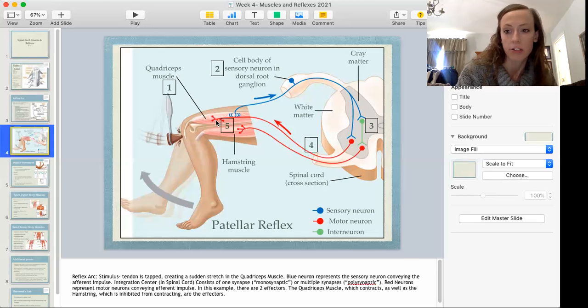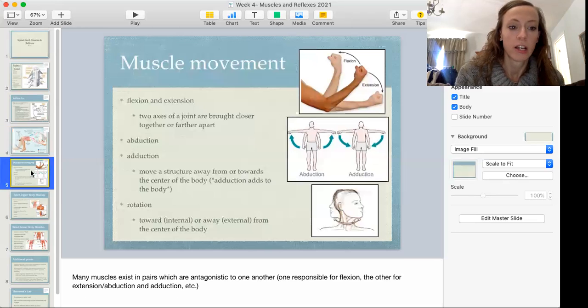So it'll like kick out. And then the second motor neuron is inhibiting contraction of your hamstring. So it's going to remain relaxed, and that also facilitates then that extension of your lower leg, that kick response, okay? All right, so that is a reflex.